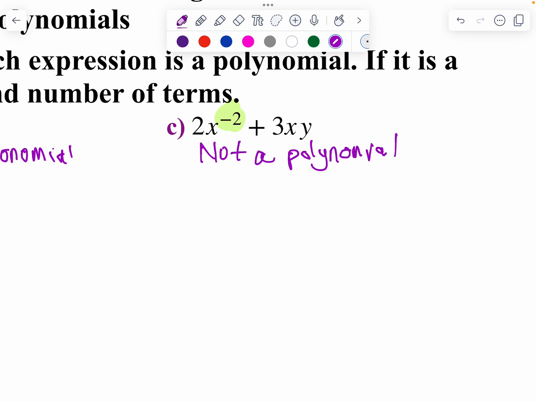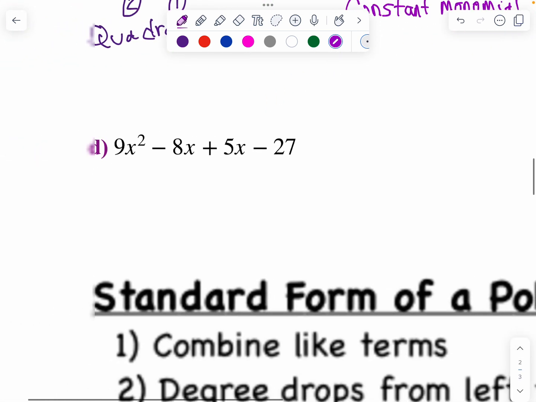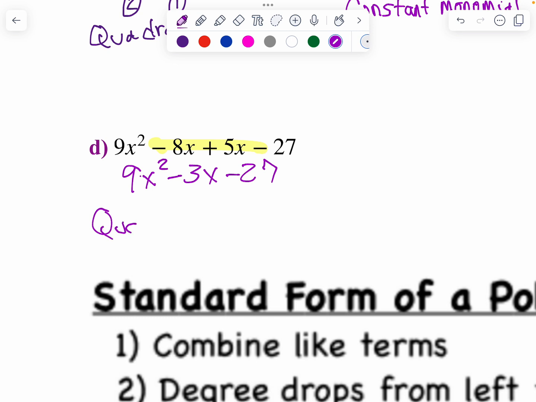On letter D, we want to simplify this polynomial first. Notice I can combine my like terms. Negative 8 plus 5 is 3. So I'm going to say 9x squared minus 3x minus 27. So you want to simplify it before you determine if it's a polynomial. Now it's a polynomial. It's to the second power, so it's quadratic again. And since there's 3 terms, we're going to say it's a quadratic trinomial.